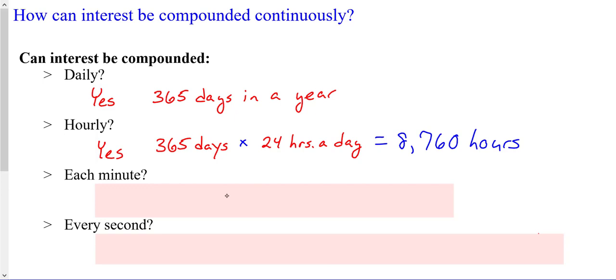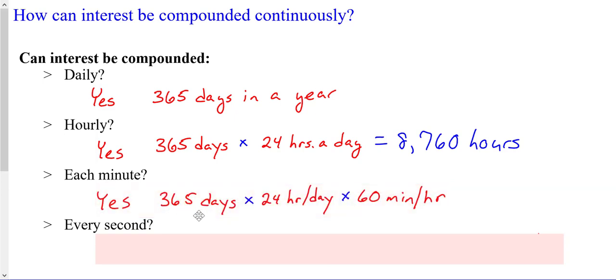What about each minute? Yeah, you can do it each minute. 365 days times 24 hours times 60 minutes for each hour. That would give us 525,600 minutes.